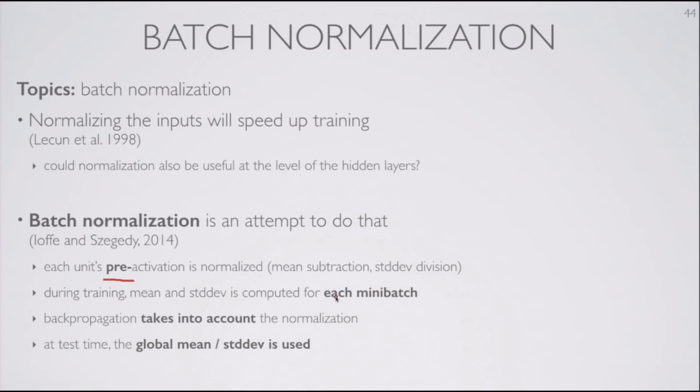During training, to address the issue that we don't want to compute means over the full training set, because that would be too slow, I'm going to compute it on each mini batch. So I have to do mini batch training here, and I'm going to take my small mini batch of 64, 128 examples, and that's the set of examples on which I'm going to compute my means and standard deviations.